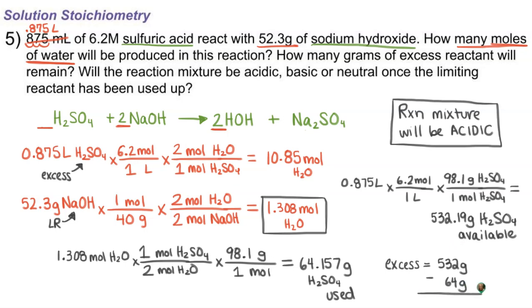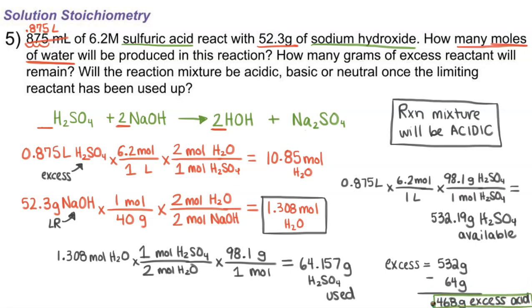So 532 minus 64 gives us a final answer of 468 grams of excess acid. And it is this excess acid, remember, that is causing our reaction mixture to be acidic in the end. It's because we have all of that excess acid.